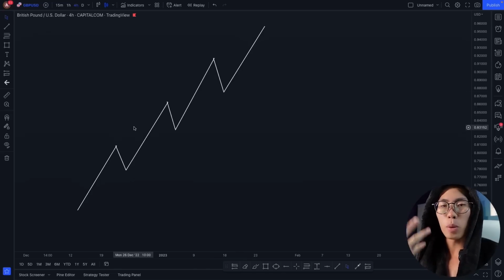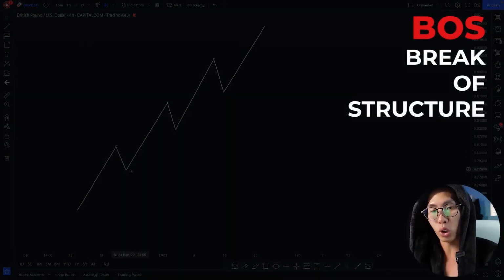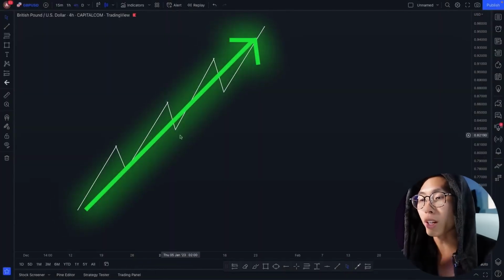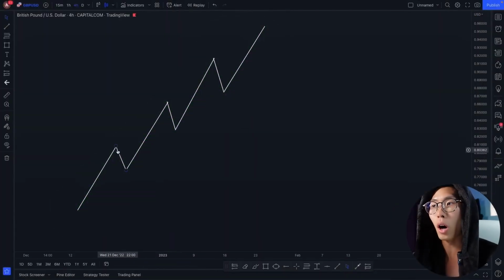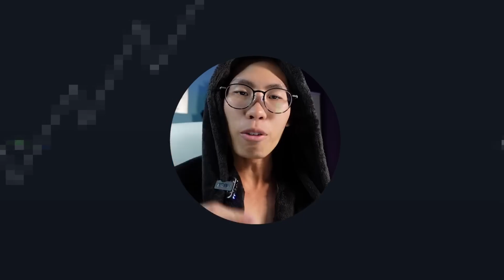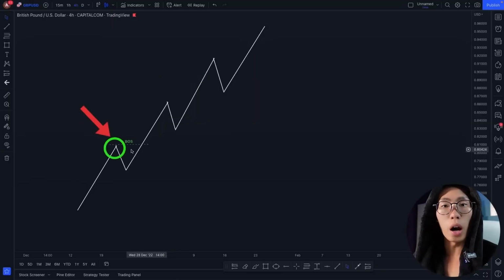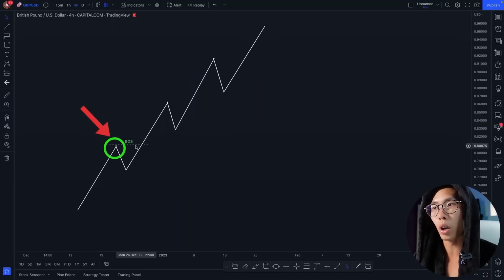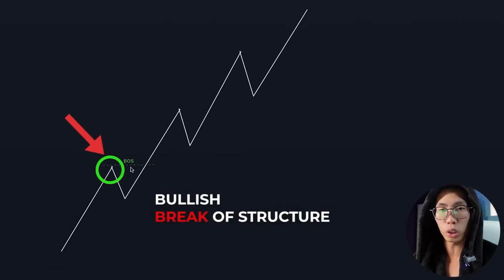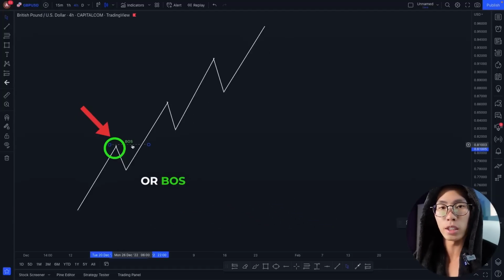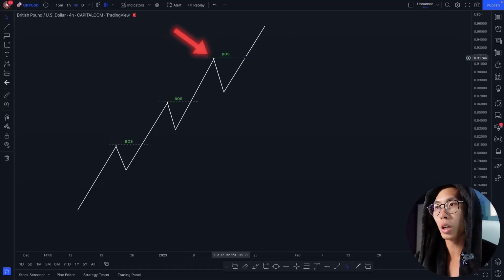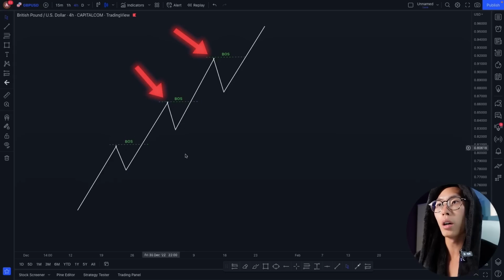Firstly, let's talk about BOS, or break of structure. In an uptrend, price will be looking like this. You'll be making your higher highs and higher lows. Every time price breaks through a new high, this is what we call a bullish break of structure, or BOS. So there's a break of structure here, there's another break of structure right here, and another break of structure right here, whenever price breaks the previous high.